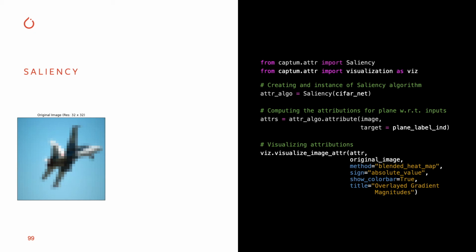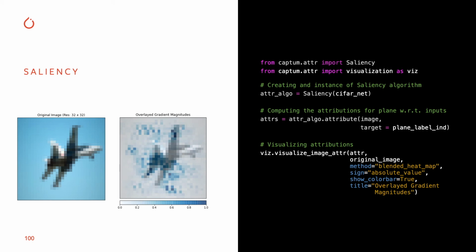In order to visualize the feature importance scores, we call the visualize_image_attr module on the visualization component and pass the attribution scores, the original input image, and other optional arguments for the visualization. On the left side of this slide, we can see the attribution scores overlaid on the original image. The darker the color, the more important the features are for the prediction. We see some important pixels on the body of the plane, but also some on the sky. It seems like the sky background has also contributed to predicting the plane object in the image.